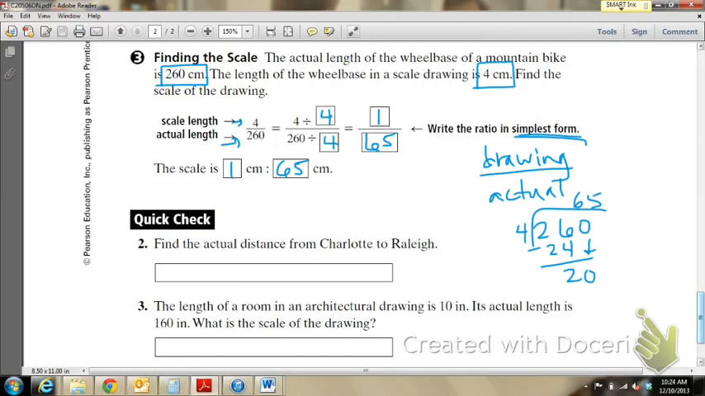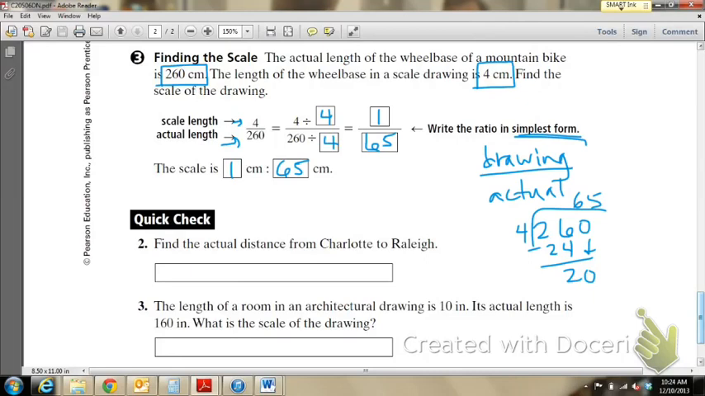Okay, so in Quick Check 2, they want you to find the actual distance from Charlotte to Raleigh. So you're going to use the same scale. Use the ruler and measure the distance as best as you can in the centimeters. So it's okay if you're slightly off. And then cross multiply and solve your proportion.